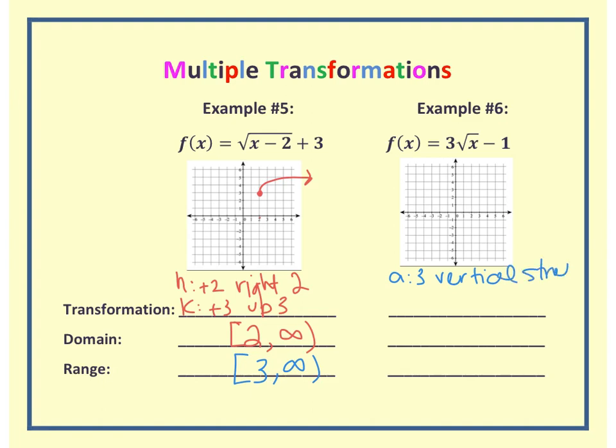of 3. The k is a negative 1, so the graph went down 1. Vertical stretch of 3 means it's just going to grow rapidly. Okay. There is no h, so think about my domain. My h is 0 to infinity. My k affects my range, so my range is negative 1 to infinity.